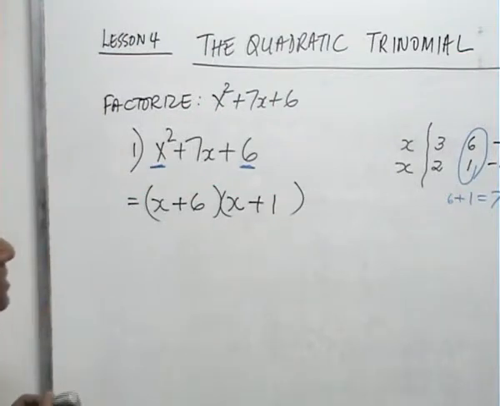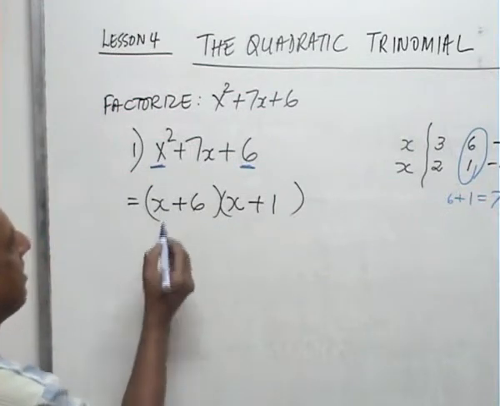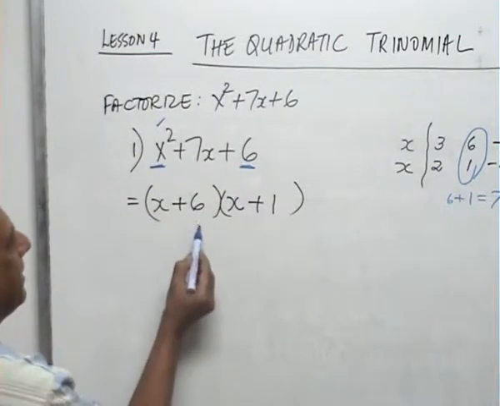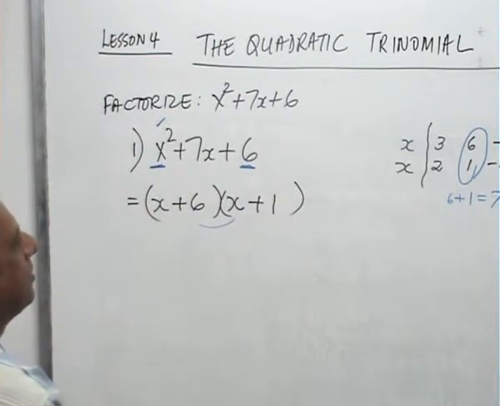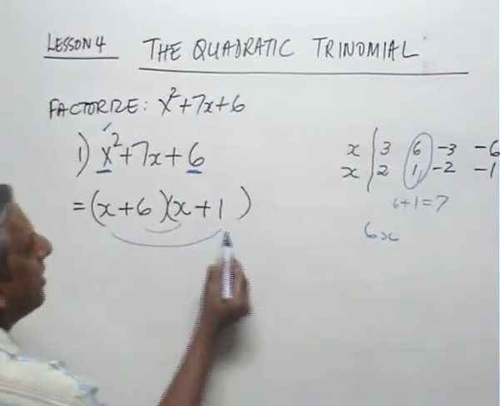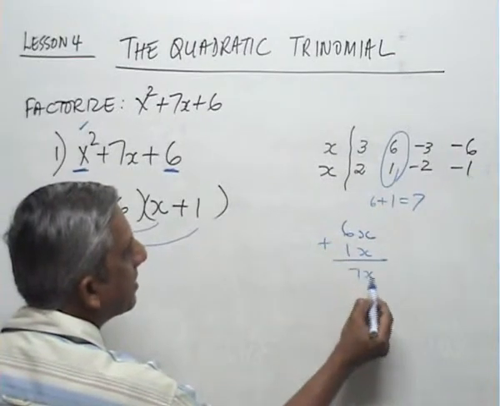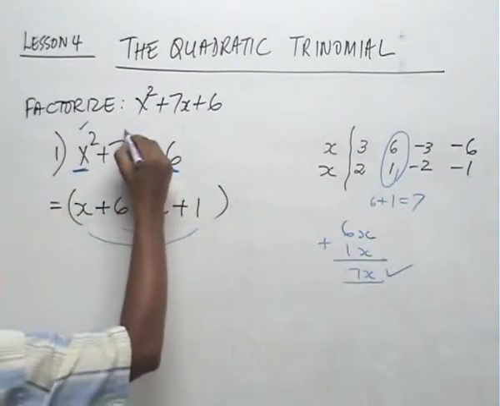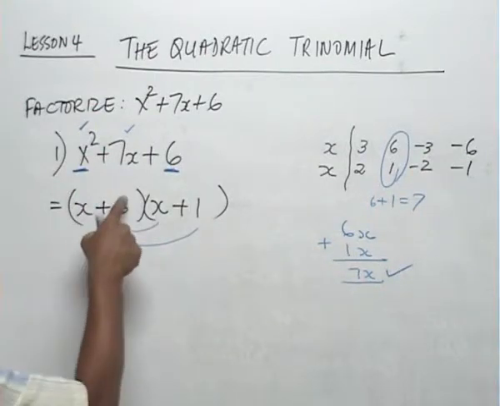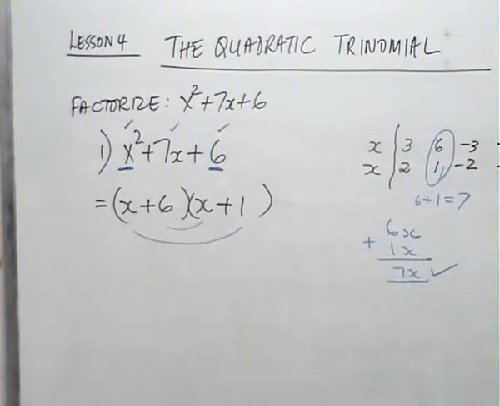Now, how do you know it's the right answer? Well, you can test. You do products on this, and we're just going to do it mentally. x times x gives you x squared. Then 6 times x gives you 6x. x times 1 gives you 1x. Add them up, you get 7x. So is the middle term correct? Yes. And finally, your last test, 6 times 1 is 6. So you've got to test 3 times.